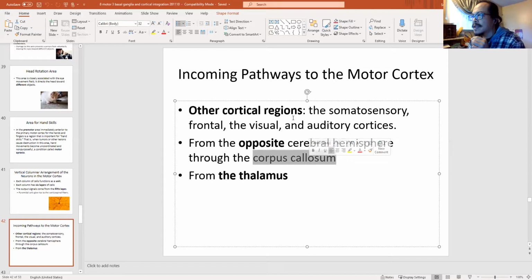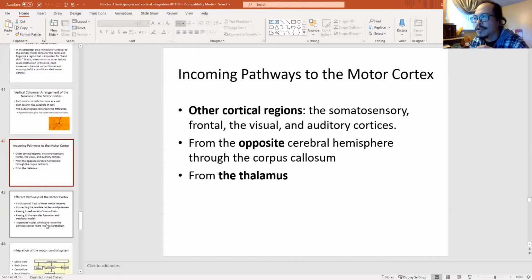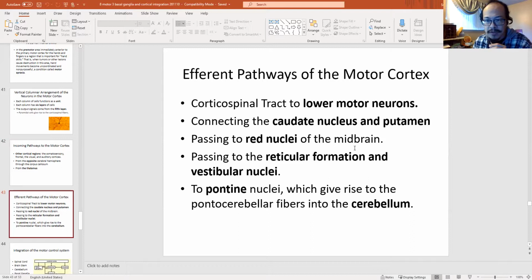The input signal is basically the headquarters talking to each other while taking signals from the basal ganglia. As for the output, this is efferent. The output signal could include several things. One is the corticospinal tracts that we talked about, which can directly act on the lower motor neuron. It will also send signals into the basal ganglia.